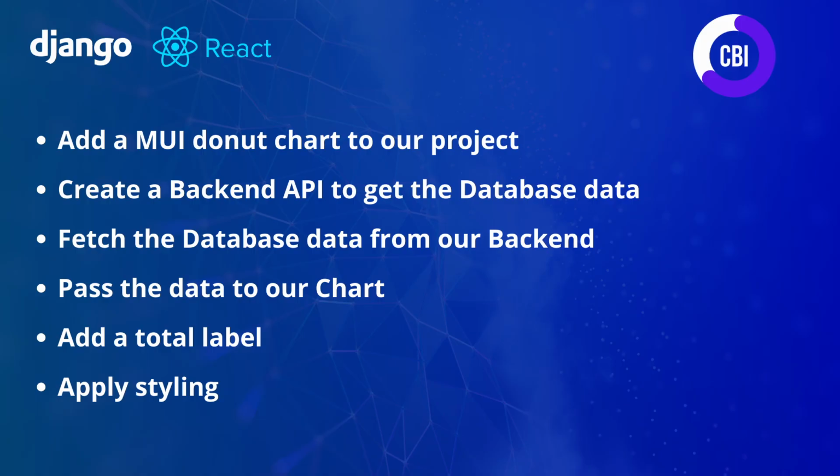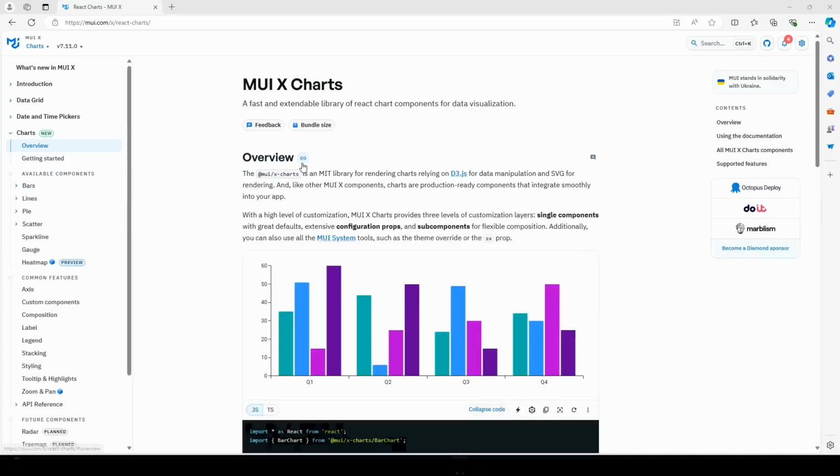Now to implement the donut chart, we're going to be adding 6 main steps. We're going to start by adding a Material UI donut chart to our project and then create a new Backend API to get our database data available through Django. Then we're going to be fetching that database data from our backend so that we have it in our front end and we can pass it to our chart. And as the last steps, we're going to add a total label in the middle of the donut chart and also apply some general styling. So let's get started and add the donut chart code to our project.